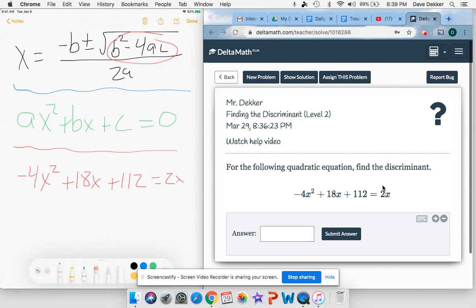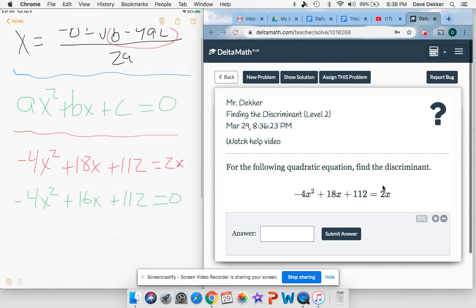First thing I need to do is get one side equal to 0. It's going to be much easier to take the 2x and bring it to the left side, so I'm going to subtract 2x from both sides. That's going to get me still a negative 4x squared, but if I take 2x away from both sides, now I just have 16x here. Still have a 112, going to equal 0.